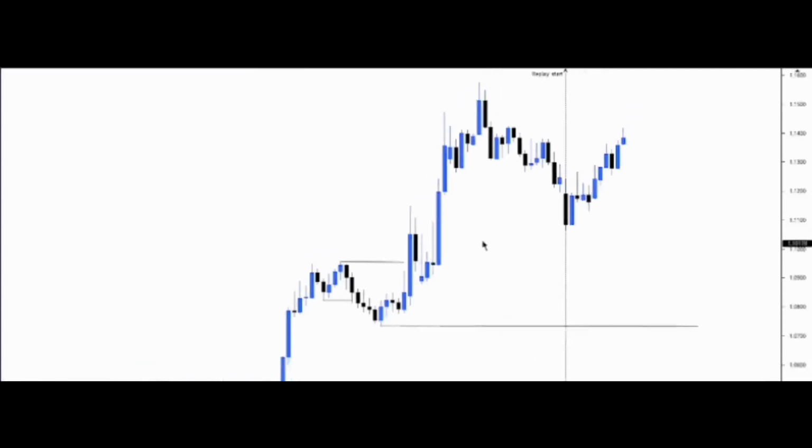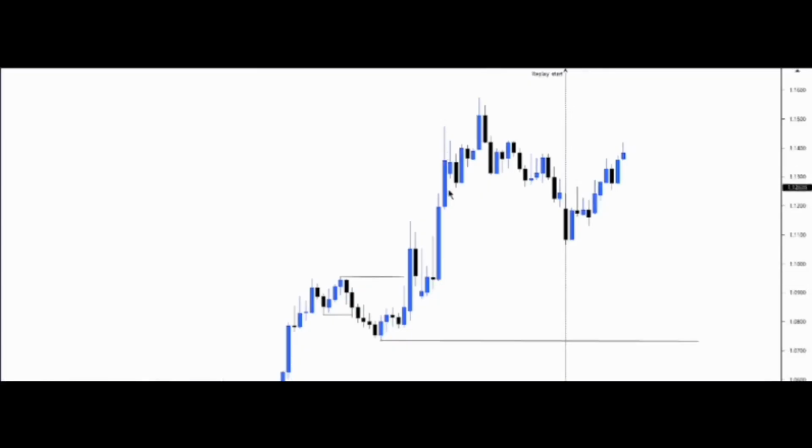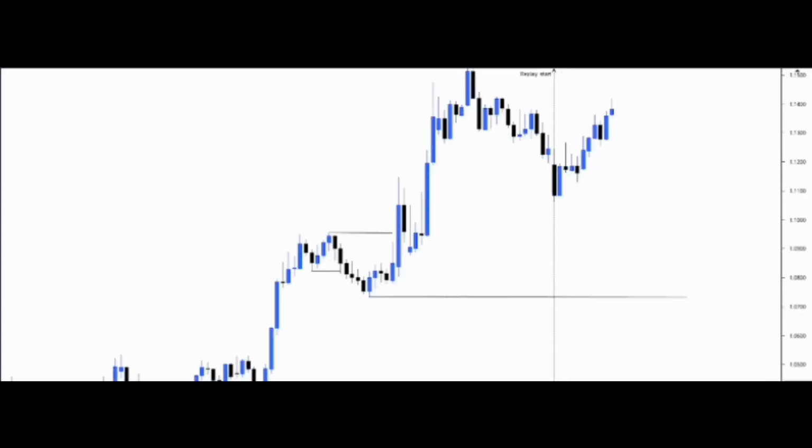Now, as price moved higher, it printed this high. For this high to be confirmed as a valid high, it needs inducement. And if you look at this carefully, where is your inducement here? Well, your inducement to confirm that high is simply right here.